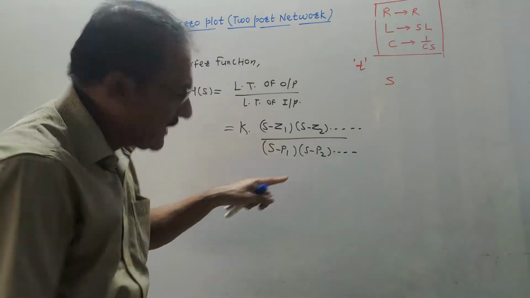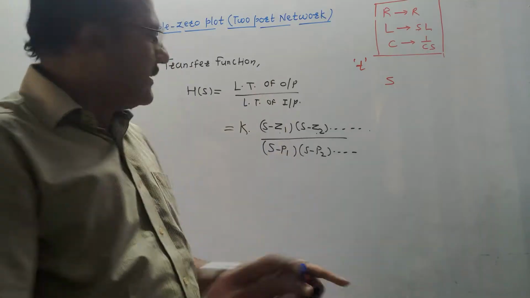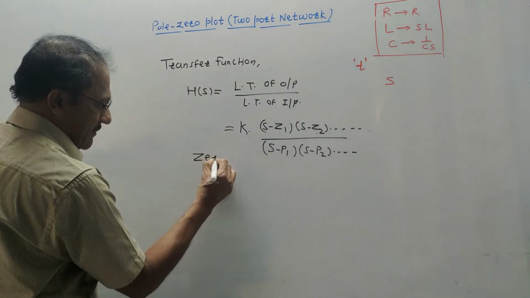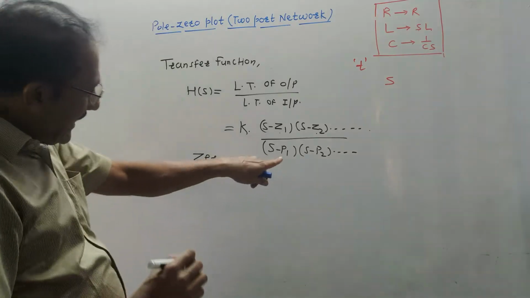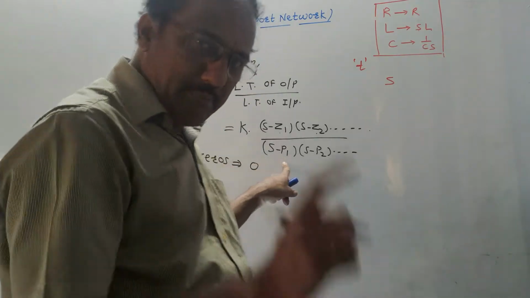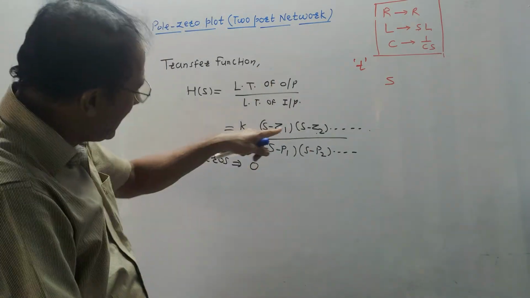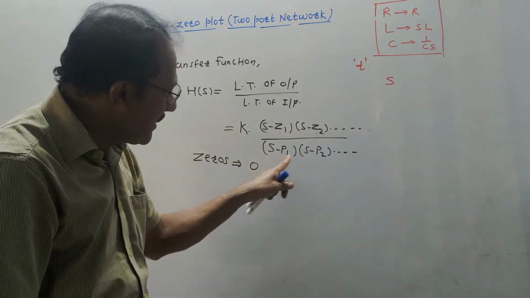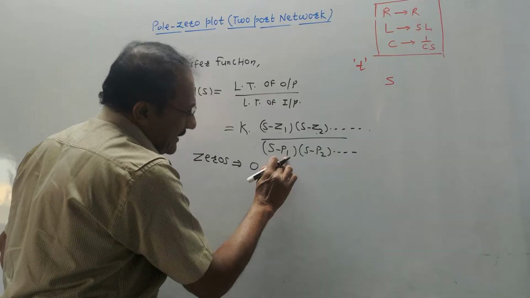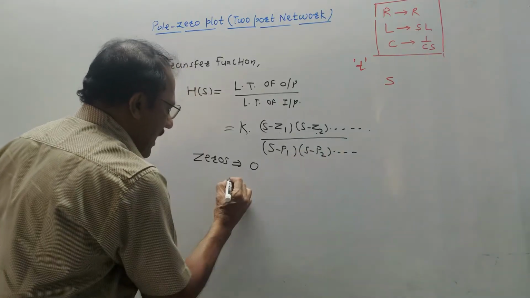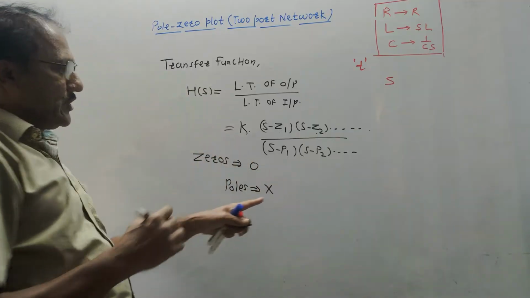The roots of numerator, that is Z1, Z2, Z3, etc., are known as zeros of a system. They are denoted by small circle. Then the roots of denominator term, keep in mind S is the notation used in Laplace transformation, whereas Z1, Z2, Z3, P1, P2 will be having some values. So roots of denominator, that is P1, P2, etc., are called as poles of a system, denoted by notation cross.